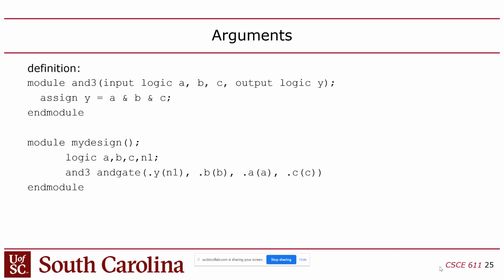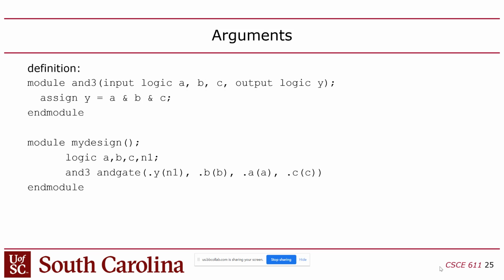And then the way I connect it is I put a dot, and then I specify the port name, and then in parentheses I put what I want to plug into that port from the perspective of my design, right? Now first of all, notice they're out of order. That's okay. I'm going to connect Y first. Y was the output, so the output of the AND gate, I'm going to connect to N1. I don't know why I called it N1. B is going to be connected to B, A is connected to A, and C is connected to C.